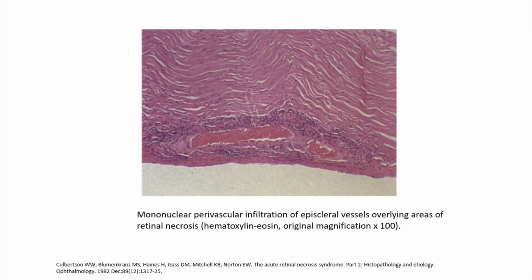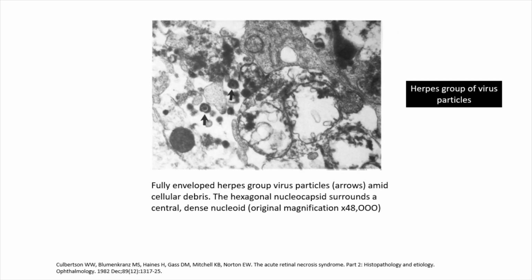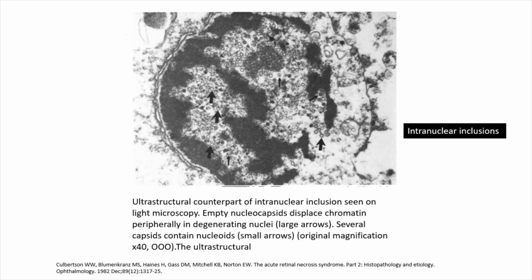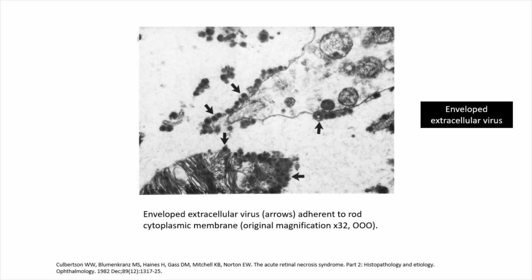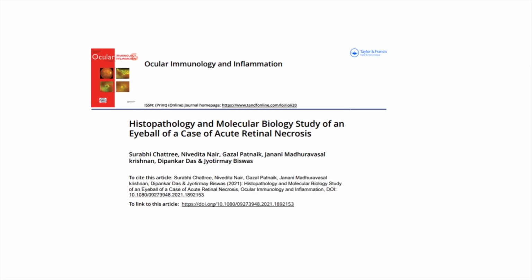Here are episcleral vessels surrounded by mononuclear cell infiltration, with areas of retinal necrosis. And electron microscopy showed herpes group of virus particles amid the cellular debris. Higher magnification showed intranuclear inclusions shown by the arrows. And enveloped extracellular viruses were seen adjacent to the rod cytoplasmic membrane.